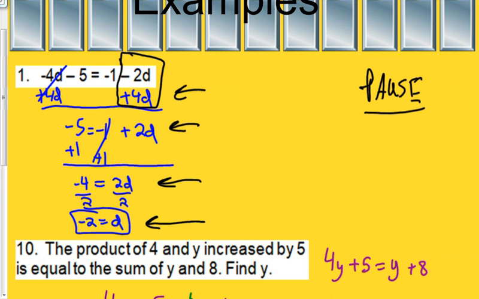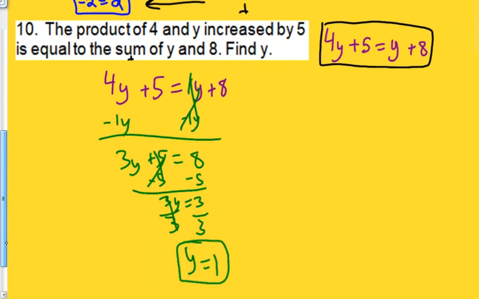All right, now number 10, this bottom one, it says the product of 4 and y. So that's multiplying 4 times y. Increased by 5, that would be plus 5. I'm left with 4y plus 5 is equal to, so I've got an equal sign here, the sum of y and 8. Sum is addition as well. So my equation that I make is right here. Now it says find y. So I moved it down here so I can solve it.